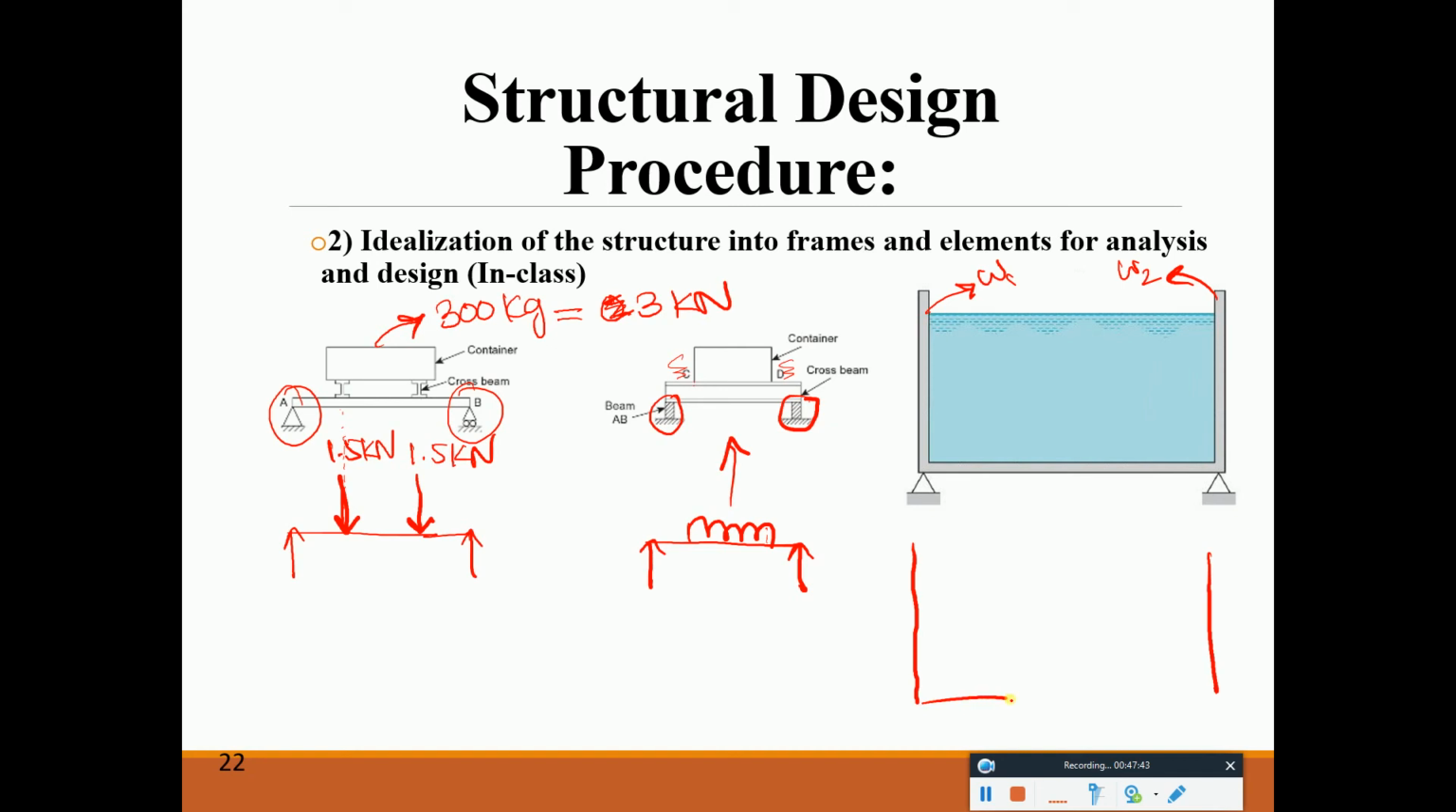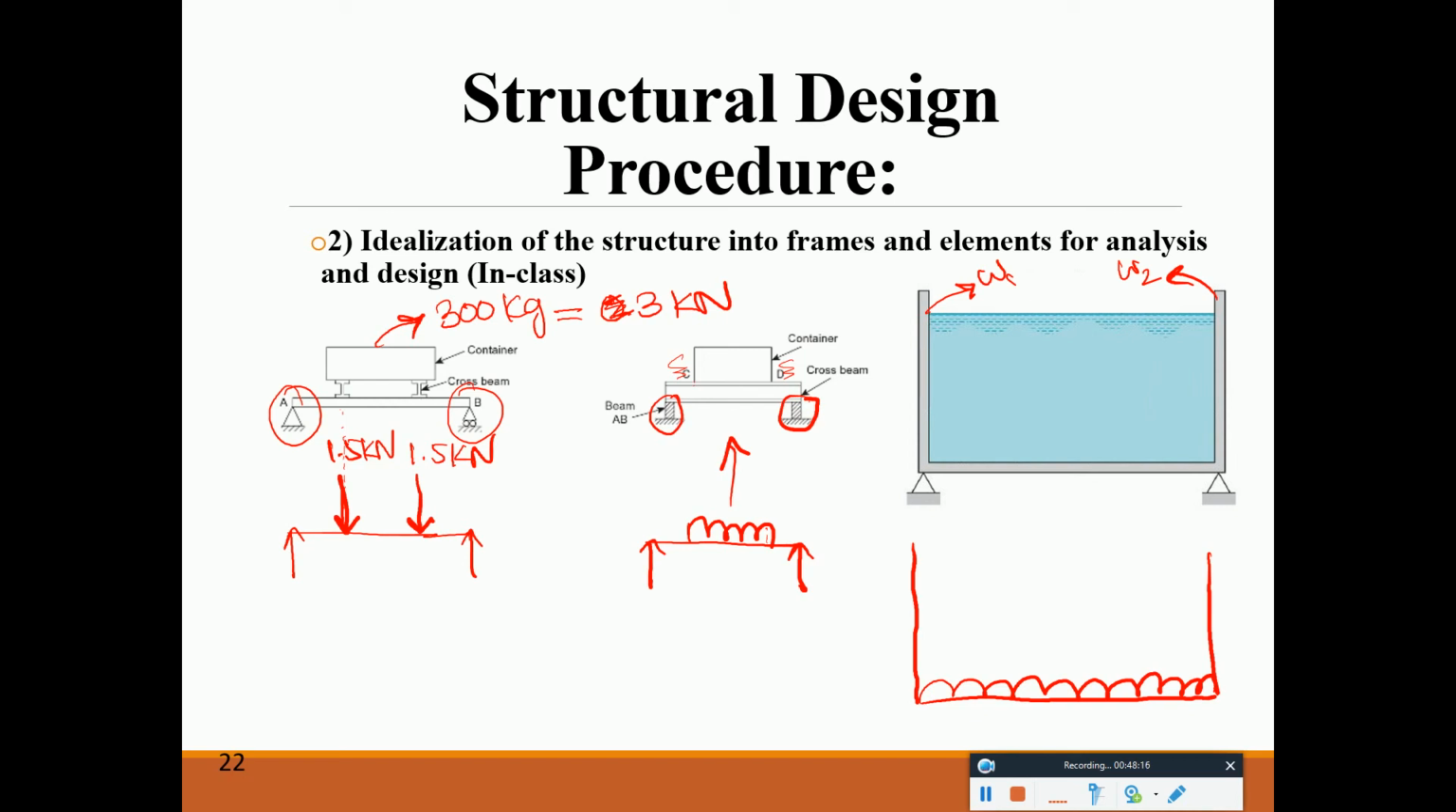And then we have the base. So wall one, wall two, and then the base. Now, how the load is acting here: the water is acting on the base to be a uniform value. It's uniform all over the tank.